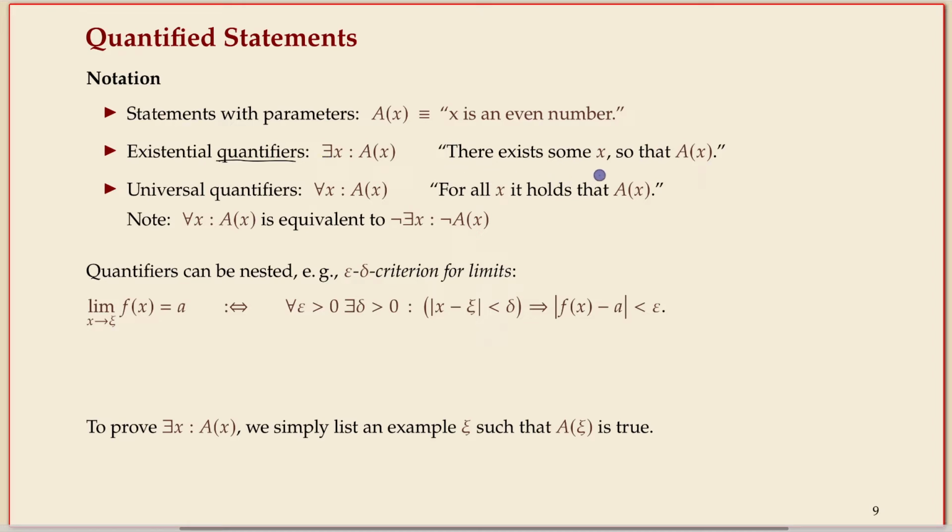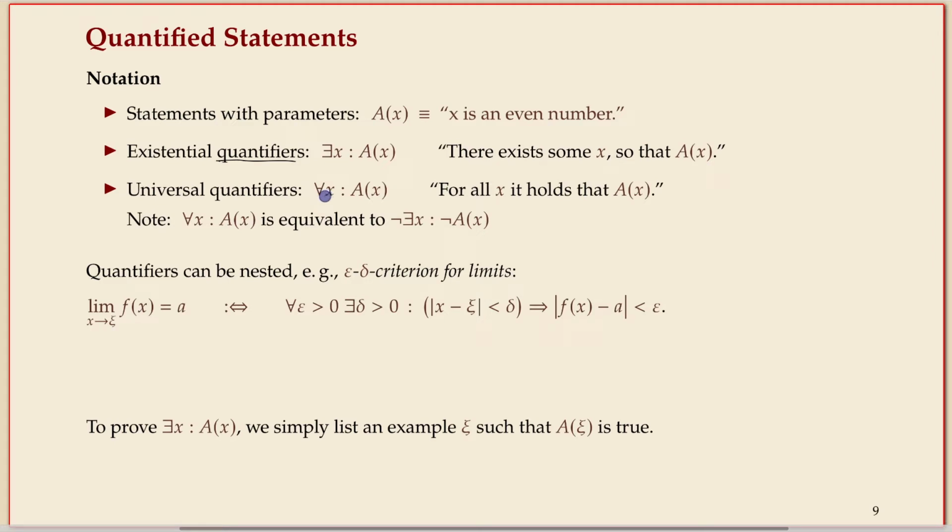Existential means there must be some value of x so that A of x is true. There exists some x so that A of x. And we write this with this little reverse E. I don't know where the symbol comes from, but it seems a good mnemonic to say E like exists. Exists x so that A of x holds.